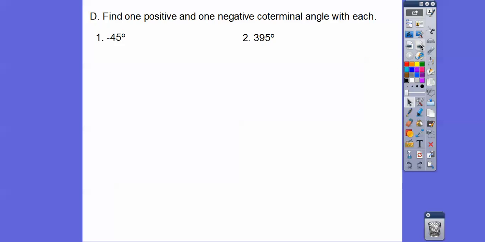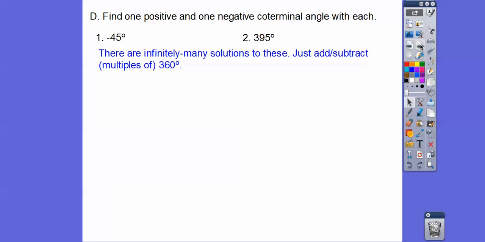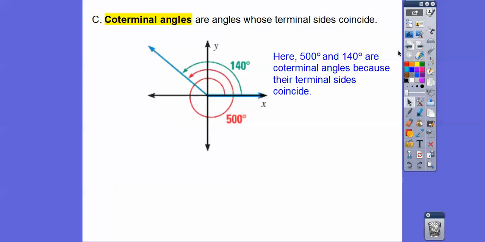Find one positive and one negative coterminal angle with each. Well, there's infinitely many, you guys. We just have to add or subtract multiples of 360. To get one positive, we just add 360 degrees, and that's going to give us 315 degrees. They'd be coterminal, because wherever the angle is, let me back up right here.